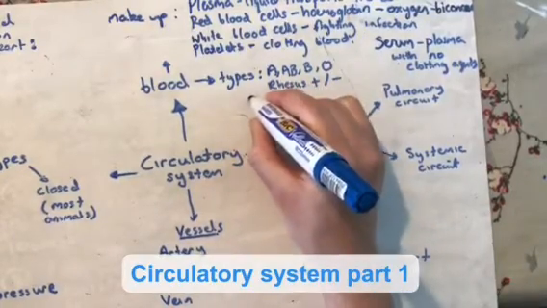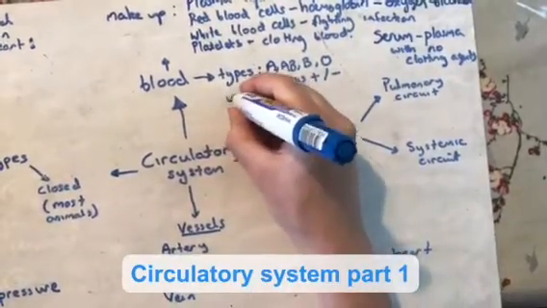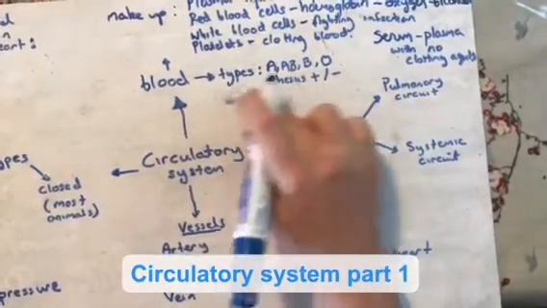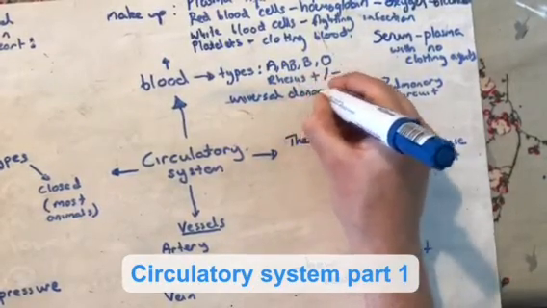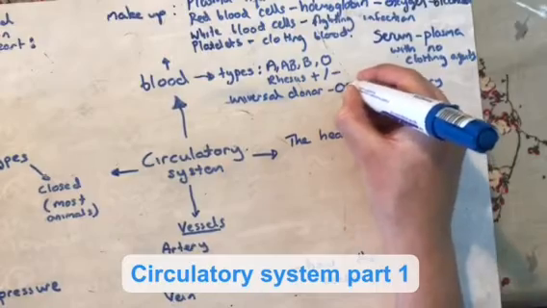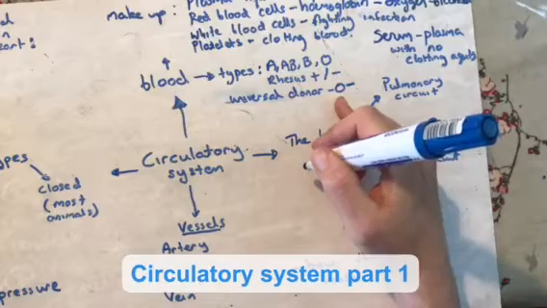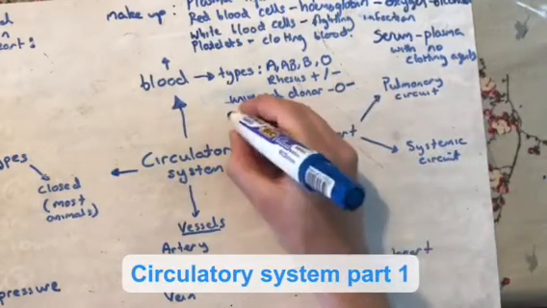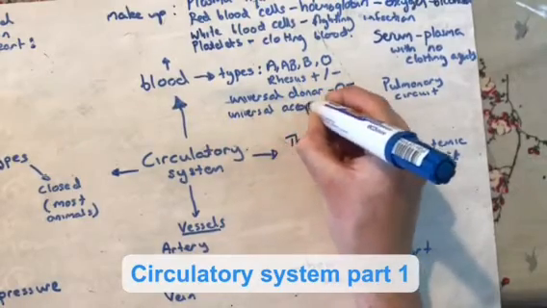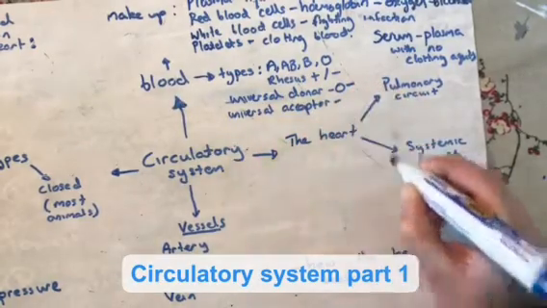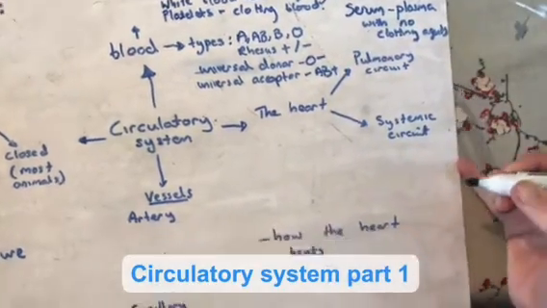So the universal donor, that's me, is O negative. That means somebody that is O that doesn't have the rhesus factor. And the universal acceptor is AB positive. That's a good one to have because you'll never be stuck for blood if you went for an operation. So universal donor, universal acceptor there.